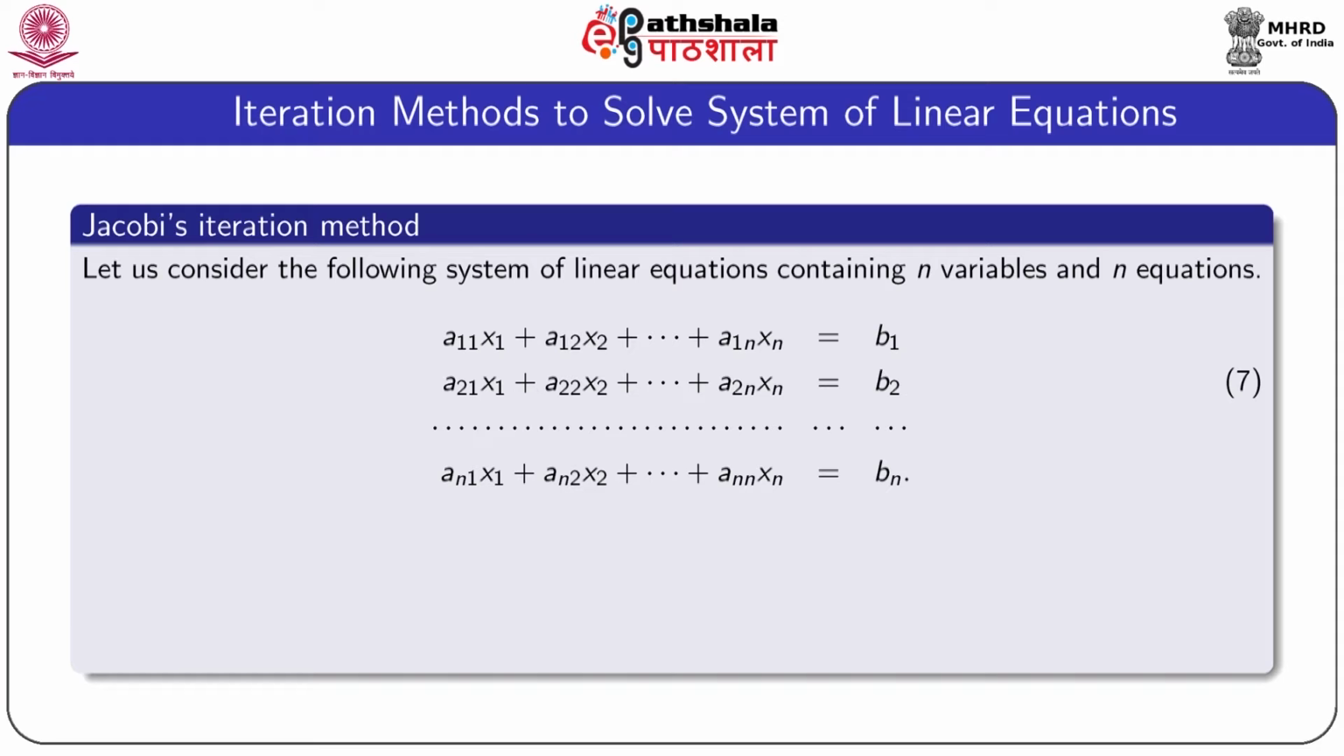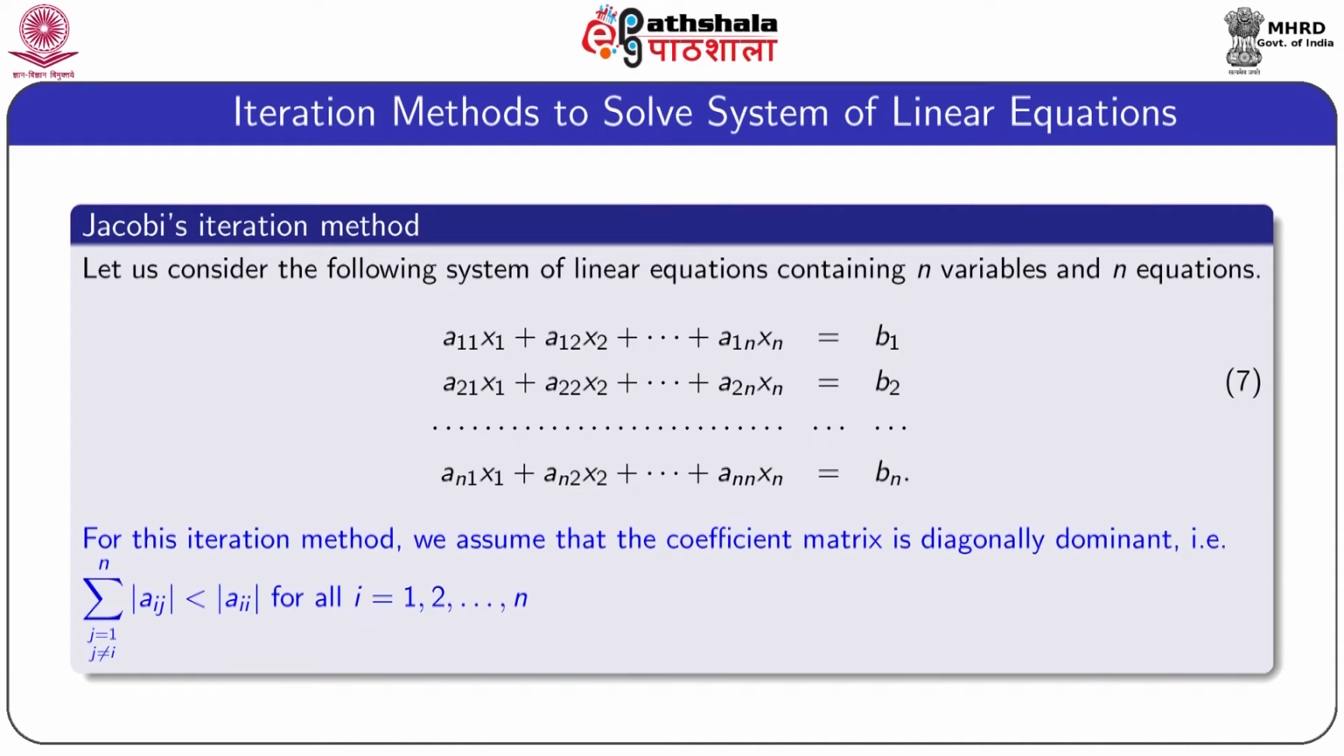Now, we describe Jacobi's iteration method to solve a system of equations. So, this is the system of n equations in n variables. For this iteration method, we assume that the coefficient matrix is diagonally dominant. This is the sufficient condition for the convergence of Jacobi's iteration method.